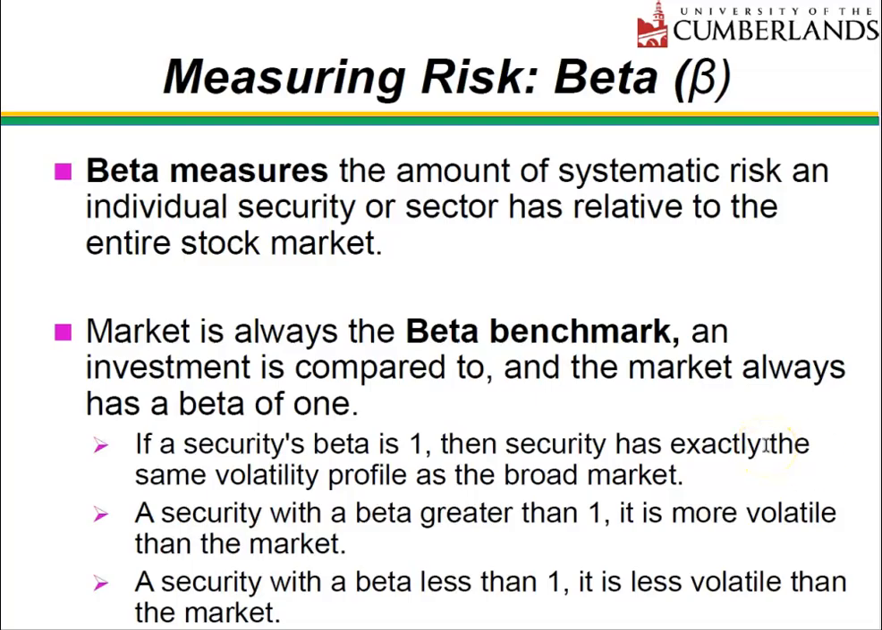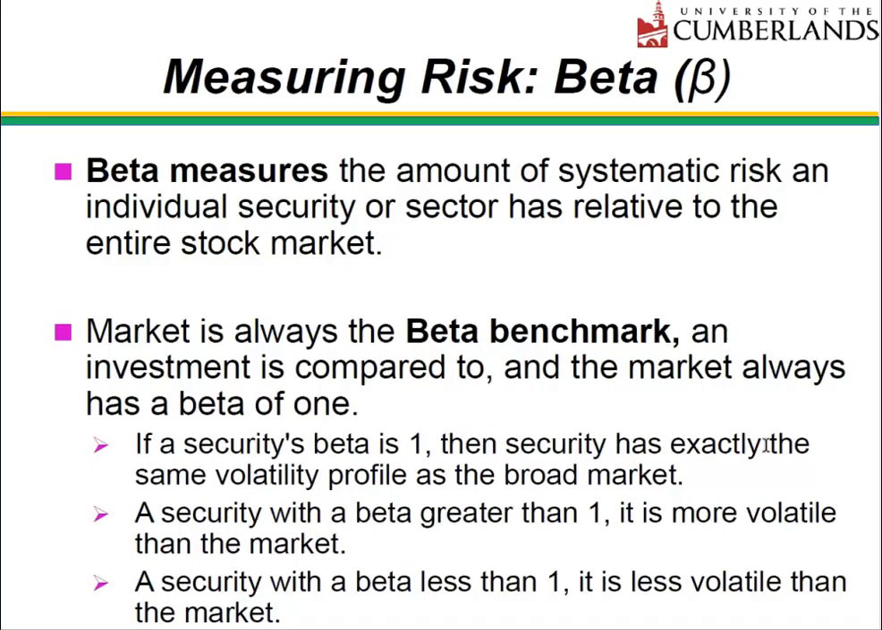Now let's look deeper into beta, as it's one of the most important risk measures in modern finance. Beta measures the amount of systematic risk an individual security or sector has relative to the entire stock market. It's a measure of relative volatility, how much more or less volatile an asset is compared to the overall market. The market always serves as the beta benchmark. Every investment is compared to the market, and the market always has a beta of exactly 1 by definition. Here's how to interpret beta values.